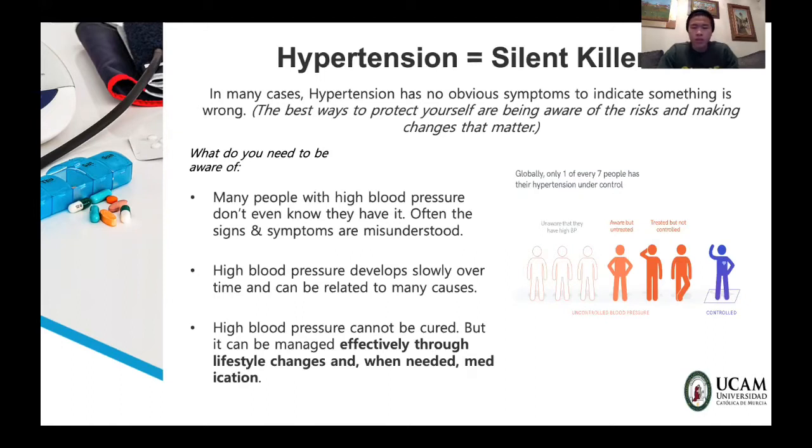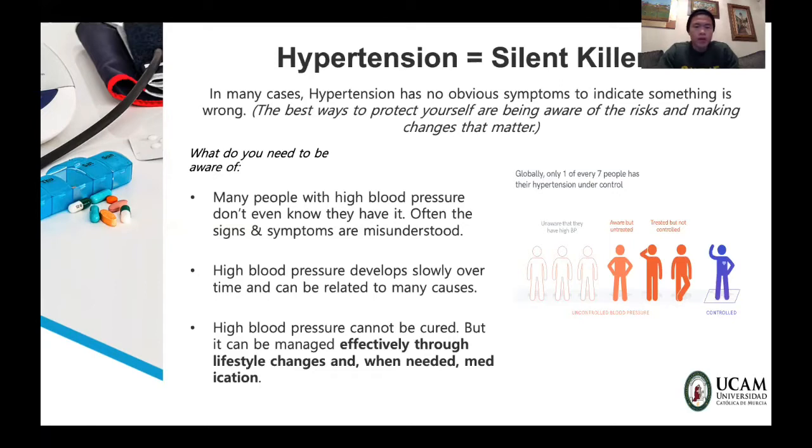Do you know that globally only one of every 7 people has their hypertension under control? This type of disease that has no symptoms is really dangerous because the people who have it don't realize that they have this disease, until it becomes really severe. And this is what you need to be aware of when you have hypertension.